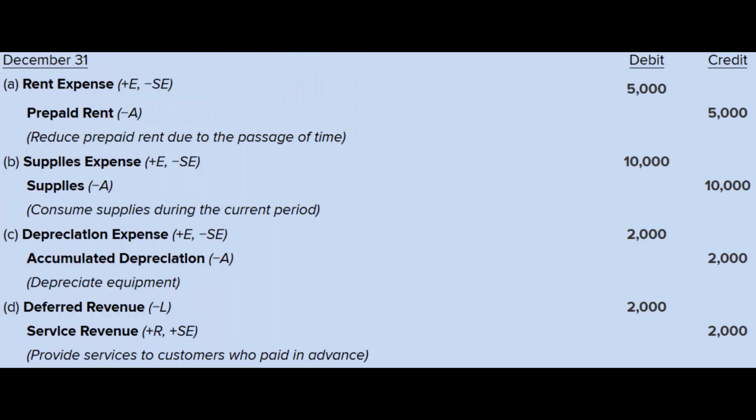Let's quickly recap. We've now seen how to record the essential adjusting entries for prepayments, from using up rent and supplies, to depreciating long-term equipment, to earning revenue that was paid in advance. Each entry serves the same ultimate purpose: to get the right amount of expense or revenue onto the income statement for the period, and the right asset or liability balance onto the balance sheet.